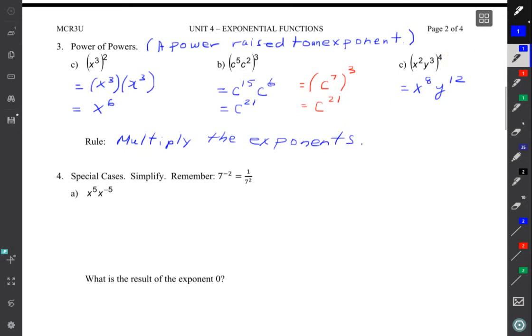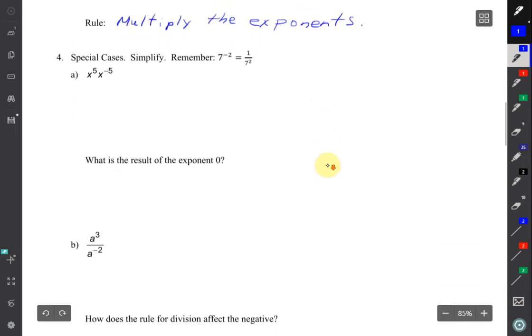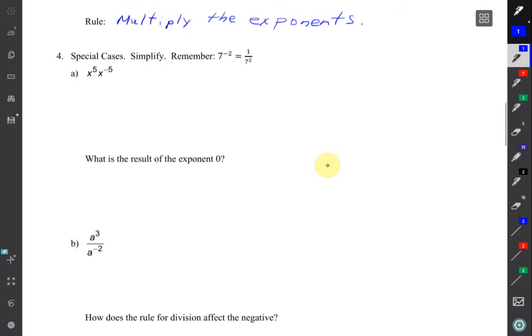Now, those are the main 3 rules for working with exponential expressions, where you're dealing with exponents and powers. Now there are some special cases we want to be aware of. The first special case is this situation. First of all, you may recall, hopefully, that 7 to the negative 2 is the same as 1 over 7 to the 2.